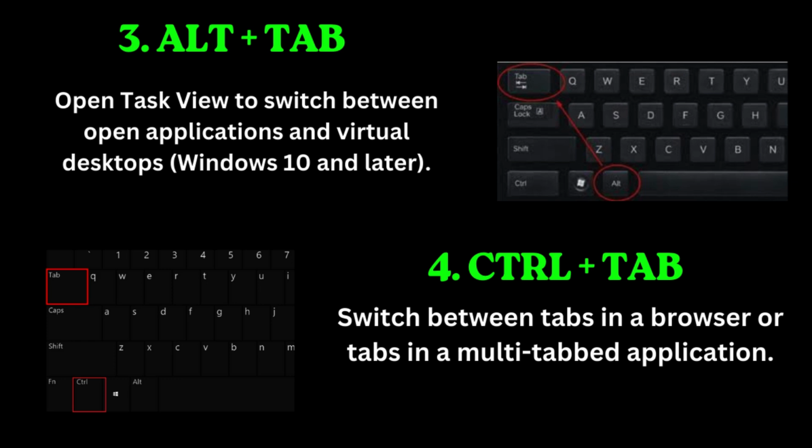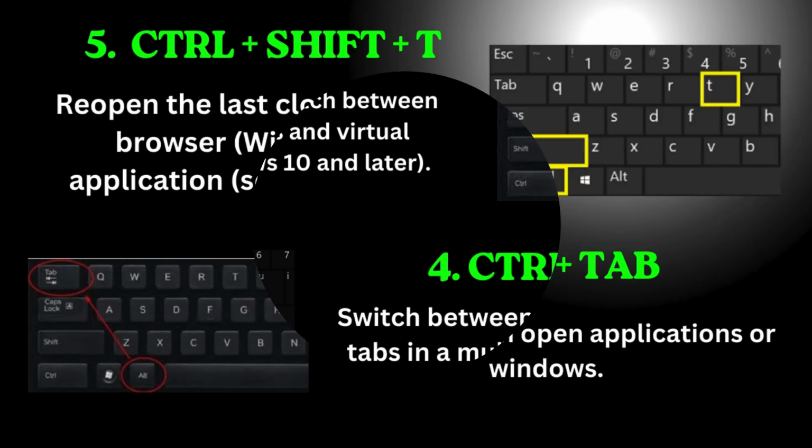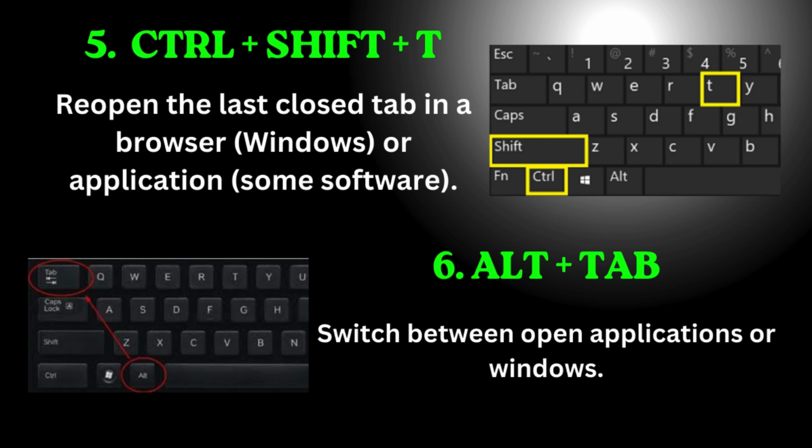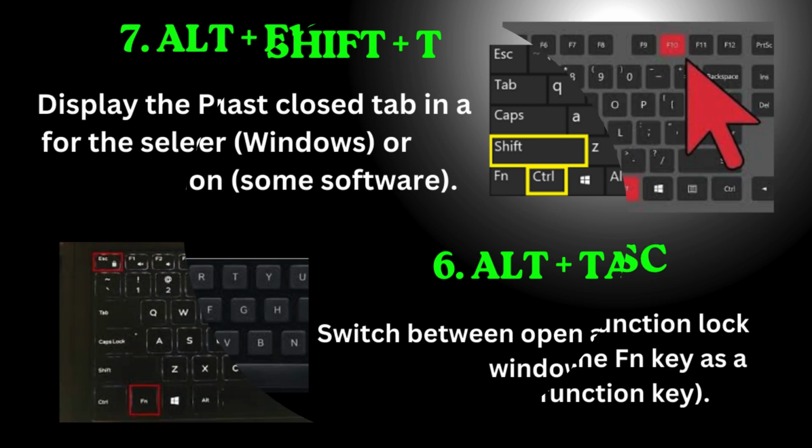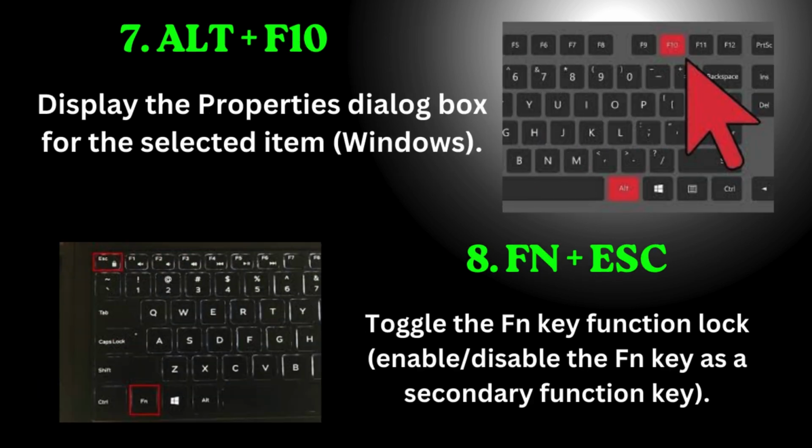4. Control-Tab. Switch between tabs in a browser or tabs in a multi-tabbed application. 5. Control-Shift-T. Reopen the last closed tab in a browser, Windows, or application, some software. 6. Alt-Tab. Switch between open applications or windows. 7. Alt F10. Display the Properties dialog box for the selected item, Windows.